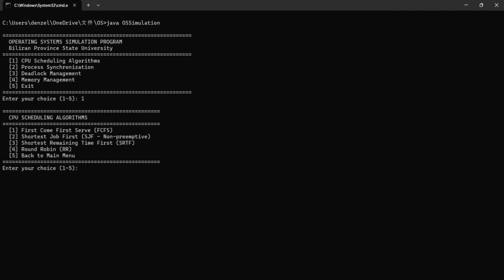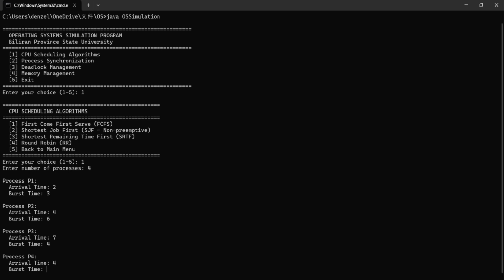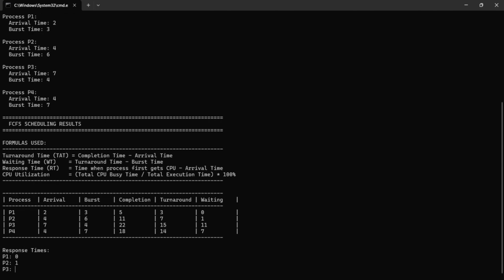The first module of our system focuses on CPU scheduling algorithms. CPU scheduling is responsible for determining which process will be executed by the processor and in what order. Our program allows users to input process information, including arrival time and burst time. The system then performs scheduling computation automatically. The first algorithm demonstrated is First Come First Served, or FCFS. In this method, processes are executed according to their arrival order.